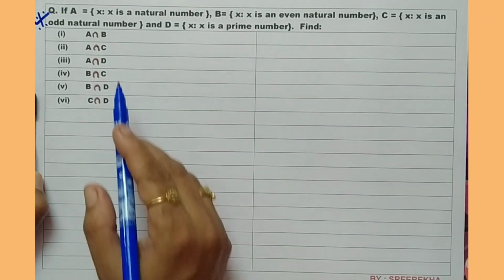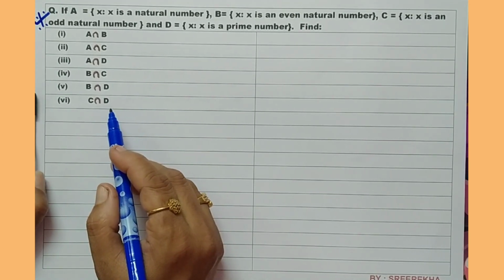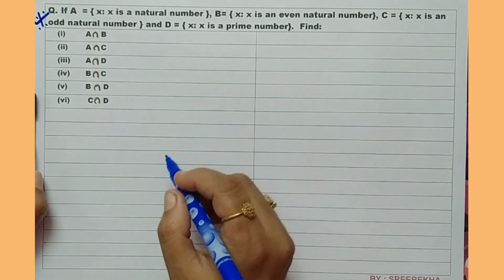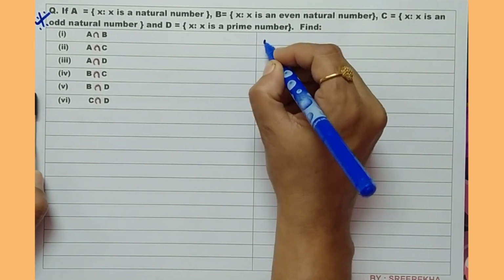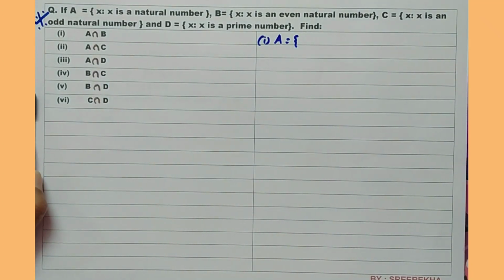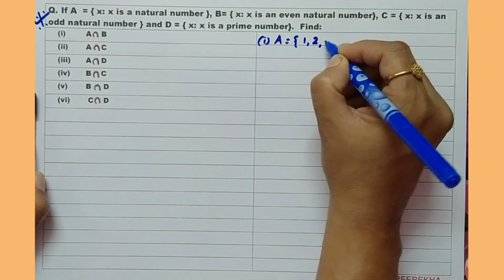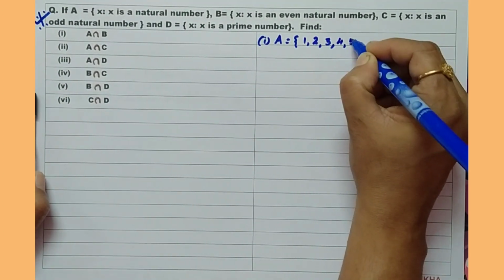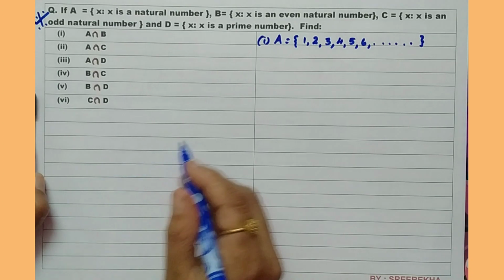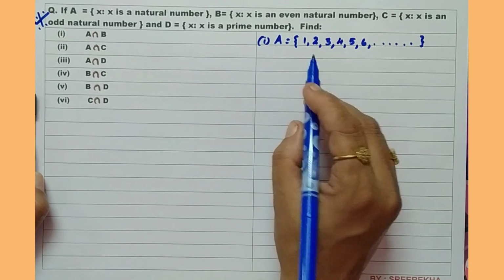I told you that while you are asked to find the intersection or union or whatever it may be, convert the set to the roster form. That seems to be easy. Okay, we can convert the given set at first. The first set is given to us, A equals the set of all x such that x is a natural number. Which are the natural numbers? You know that the natural numbers are 1, 2, 3, 4, 5, etc. Infinite set. Then actually we are going to find the intersection of some infinite sets. That is why I told you that it seems to be very important.